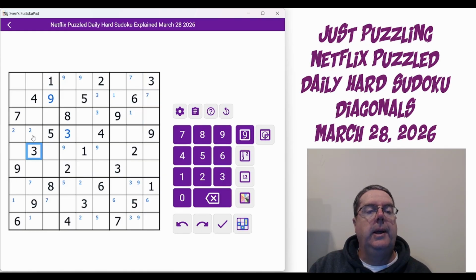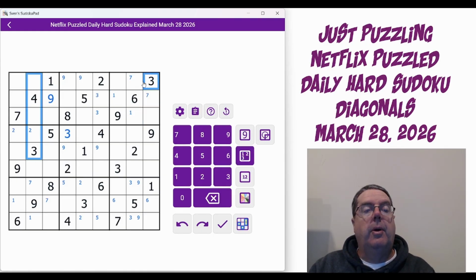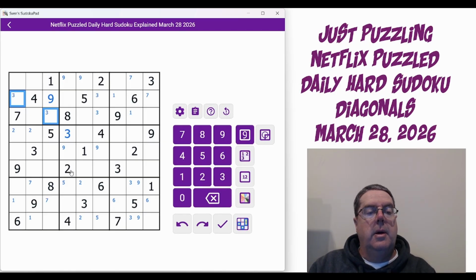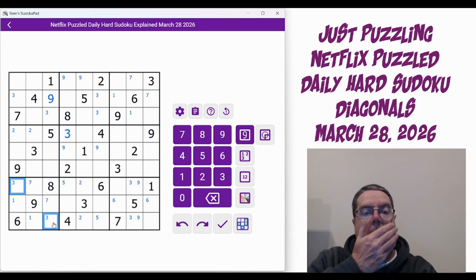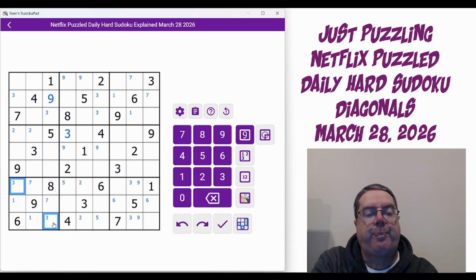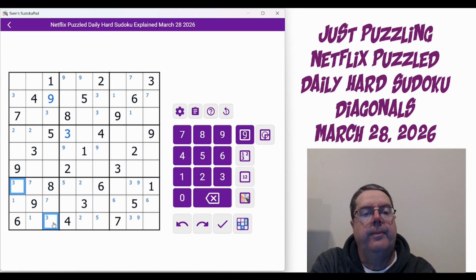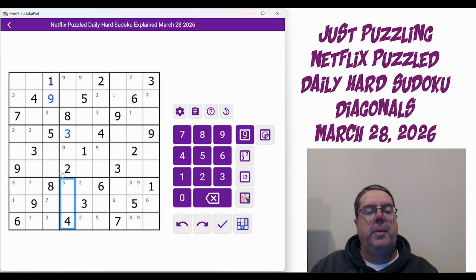3 comes up here, 3 comes across here, so 3 is one of these two. 3 comes down here, 3 comes across here, so 3 is one of these two. Okay. 4 up here, 4 up here, so 4 is one of these two.